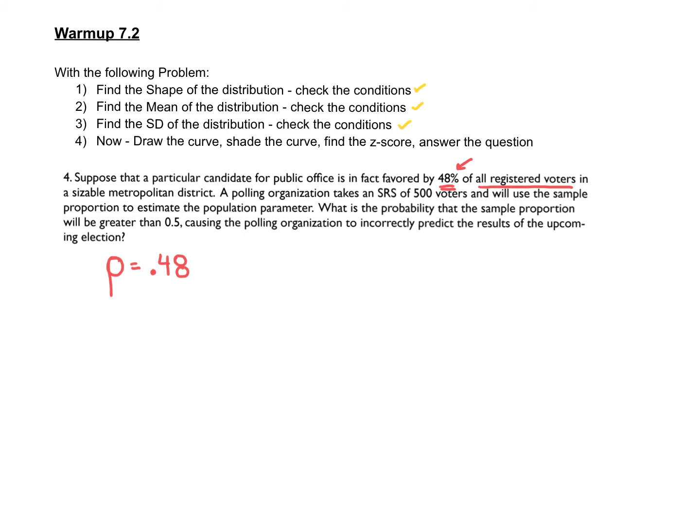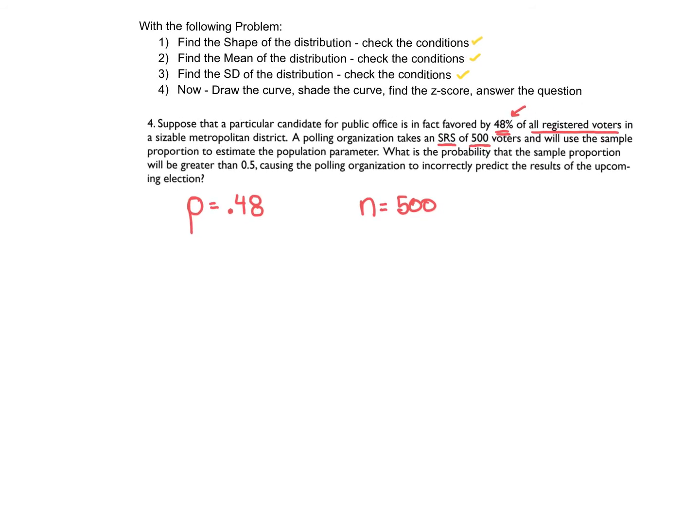Let's continue on. A polling organization takes a SRS of 500 voters. So remember SRS, that stands for simple random sample of 500 voters. So they're telling me that N is equal to 500, okay? And we'll use the sample proportion to estimate the population parameter. Okay, so that's all we really need to know because those are the big things. Now, there is the question, what is the probability of the sample proportion will be greater than 0.5, causing the polling organization to incorrectly predict the results of an upcoming election? Well, I think what we need to do is not worry about the question yet. Let's worry about the setup.